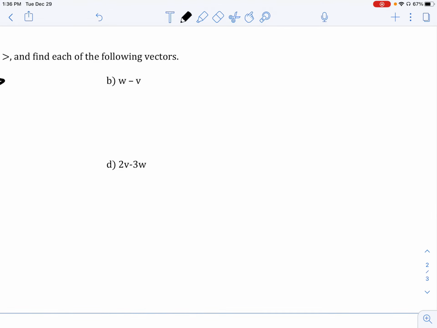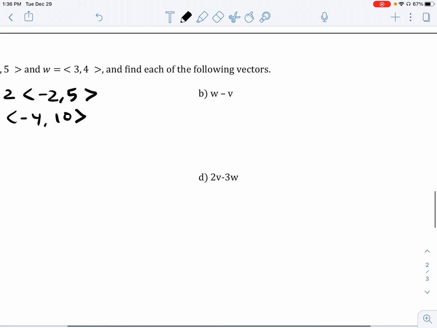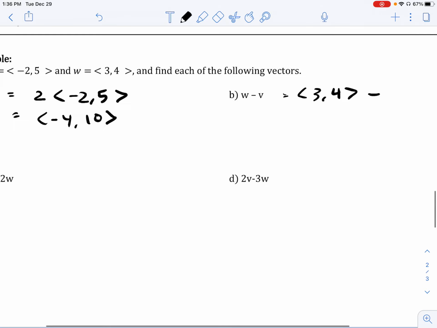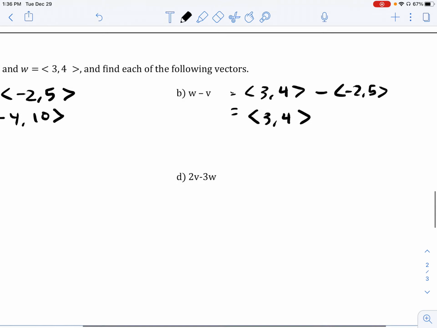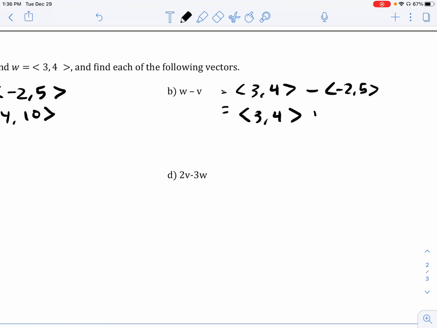With B, we're doing w minus v. So w being 3, 4. This is going to be 3, 4, that vector, that's w, minus v. V is equal to negative 2, 5. And we're going to subtract here. So we've got 3, 4. Now we're going to distribute that negative. So that's going to be equivalent to adding positive 2, negative 5. Oops, I went ahead and changed that to 4. Sorry about that. That would be 2. So if we add these up, this would give us 5, and this would give us negative 1.